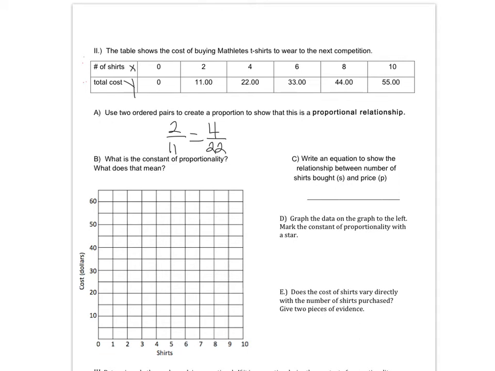First of all, I could simplify 4 22nds and I would get 2 11ths. Or I can rock out my cross products. 2 times 22 is 44. 4 times 11 is 44. Since those are equivalent, that shows that my relationship is proportional.